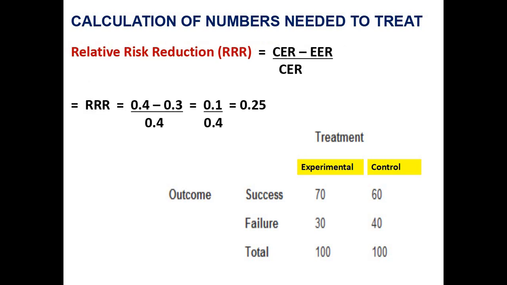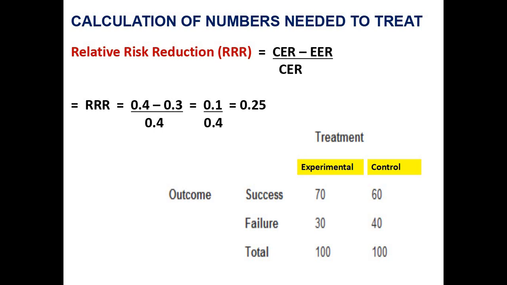Now we have to calculate relative risk reduction. Relative risk reduction is control event rate minus experimental event rate, divided by control event rate. That means how much percentage of control event rate is reduced because of the experiment.